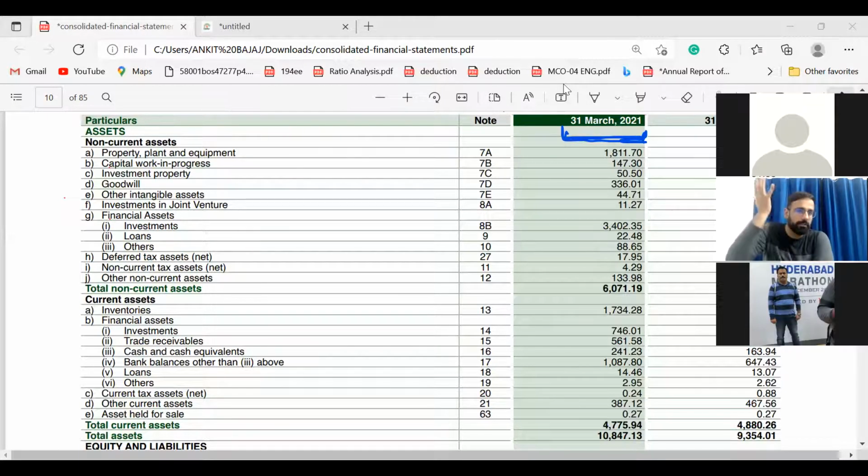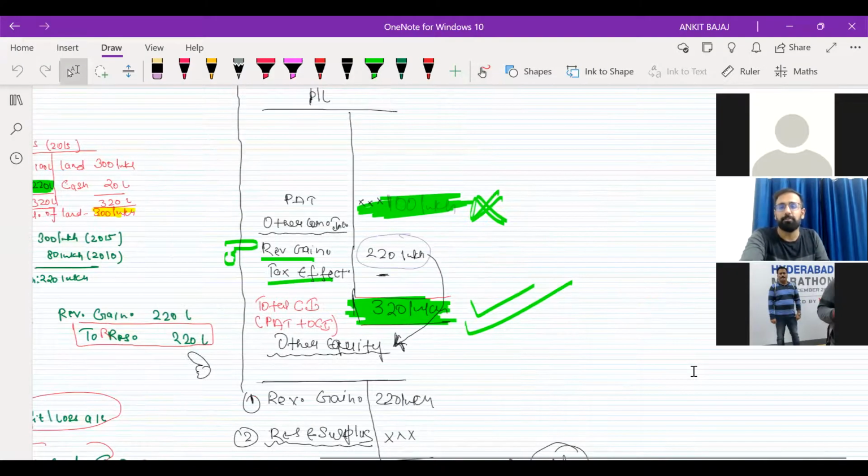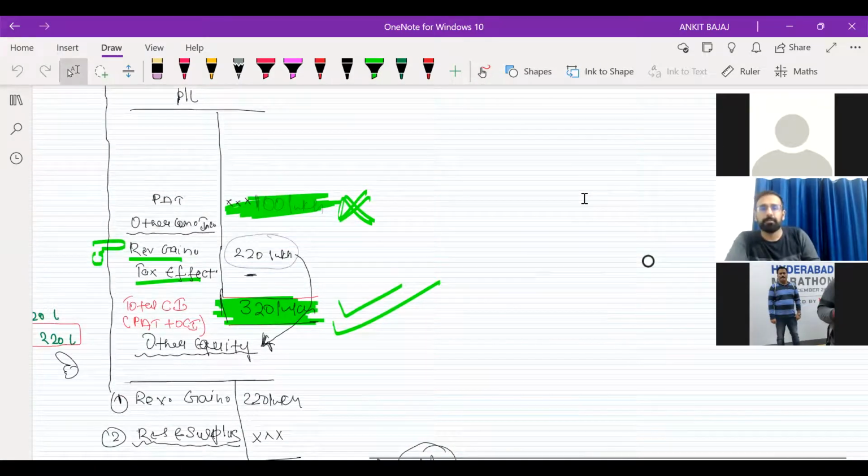Now, have you ever heard about decommissioning charges? I think you have not heard about these decommissioning charges. Let's suppose I'm buying any machinery. I'm just giving you the idea of how the new IFRS is different from the old IFRS.